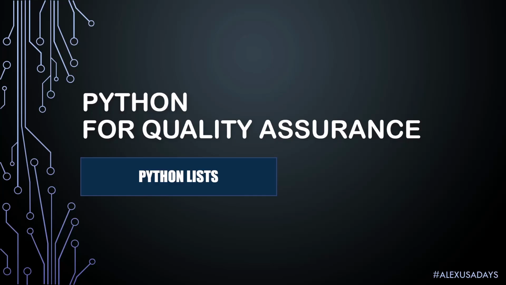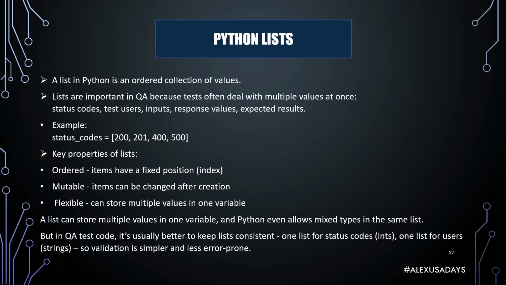Today we're going to talk about Python lists. So a list in Python is an ordered collection of values. Lists are important in QA because tests often deal with multiple values at once. You can have status codes, test users, inputs, response values, expected results, everything stored in lists. For example, we have here a collection of status codes stored in the status codes variable.